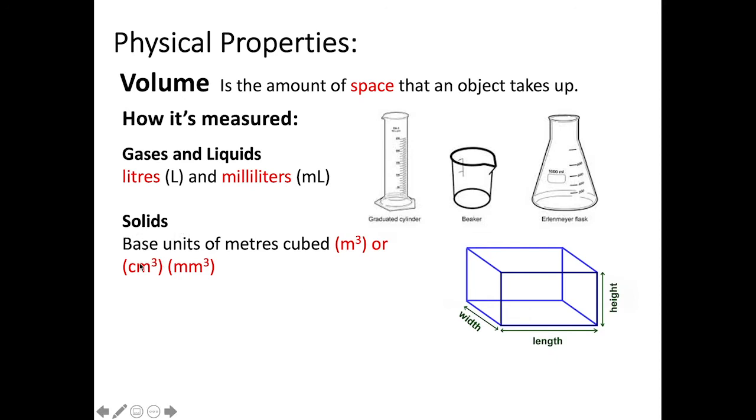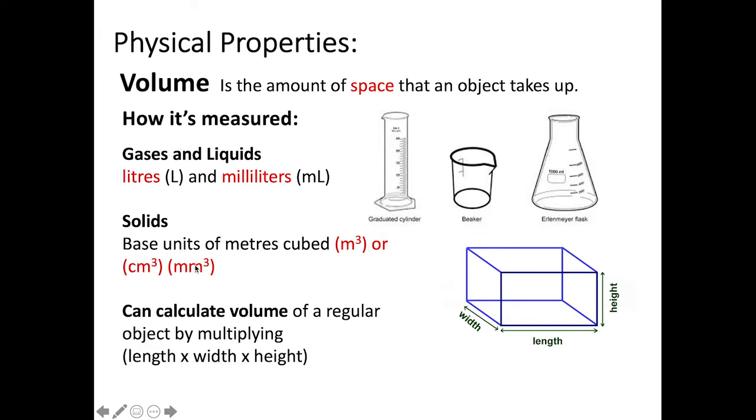So for solids, typically we use base units of meters cubed, so cubed being width times length times height. So that's why we get that 3 up there, because we're taking these 3 measurements and multiplying them. So the unit you could measure this in would be meters cubed, centimeters cubed, or millimeters cubed. You can calculate the volume of regular objects by multiplying length times width times height. So that's how I get the volume of a square object.